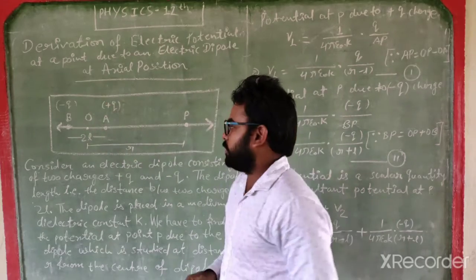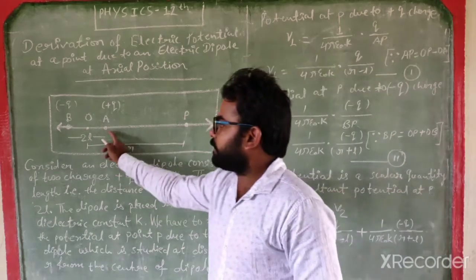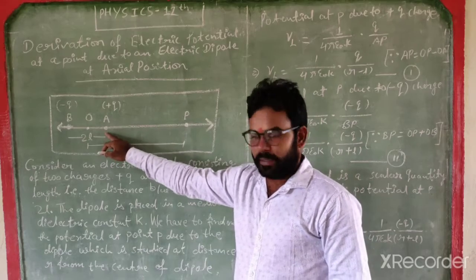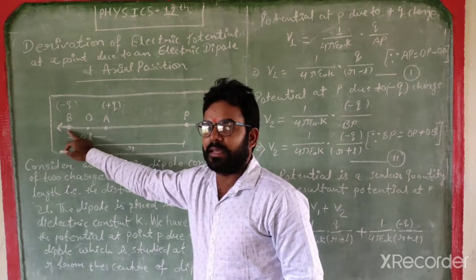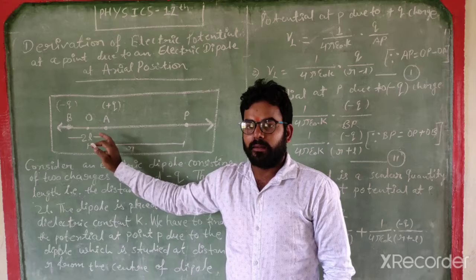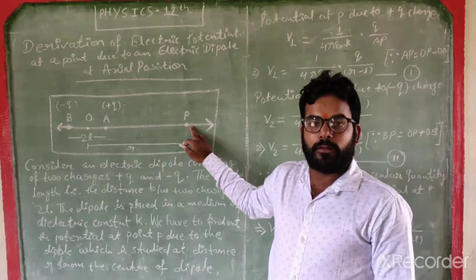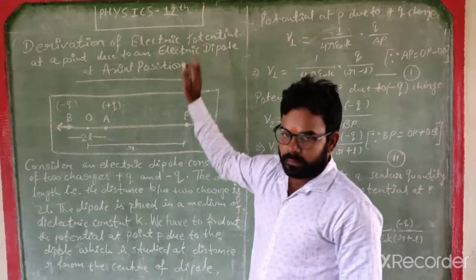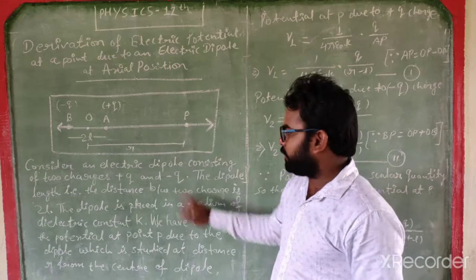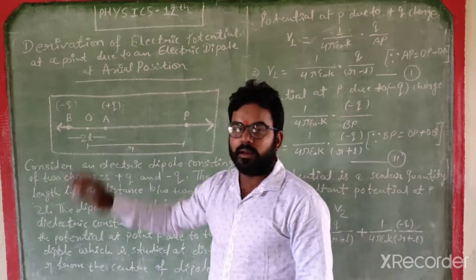Understand? So you can see in this diagram, AB is an electric dipole where plus Q charge is kept at point A and minus Q charge is kept at point B, and the dipole length of AB is 2L, and at point P where electric potential is to be determined, from the distance of R from the center of dipole.